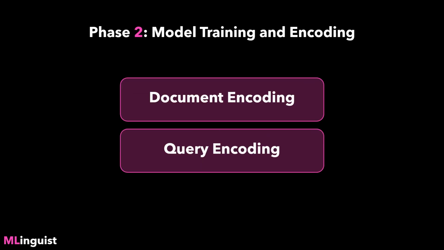Moving on to Phase 2, Model Training and Encoding. Phase 2 has two main steps, document encoding and query encoding. These are essential steps to the function of the RAG model we're creating, so let me elaborate with more visuals.